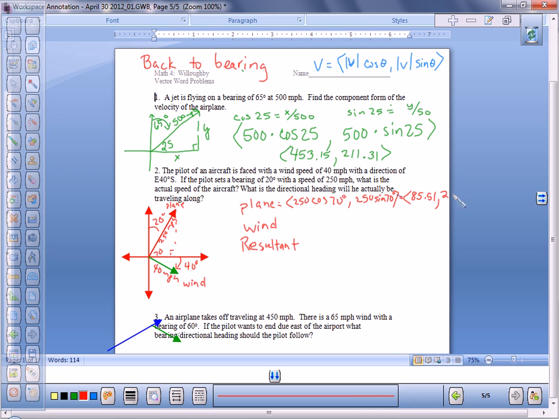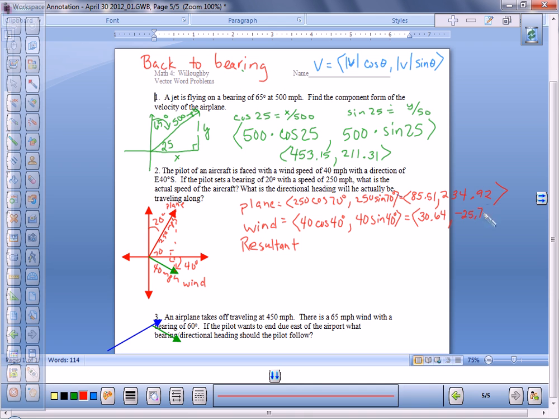Now the wind is this one here. So this is going to be the 40 times the cosine of 40 degrees. This is going to be 40 times the sine of 40 degrees. And this gives us the 30.64 and negative 25.71. Okay, now the result would be the sum of these.